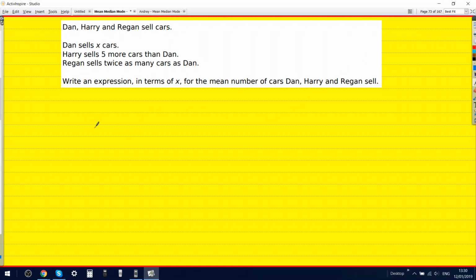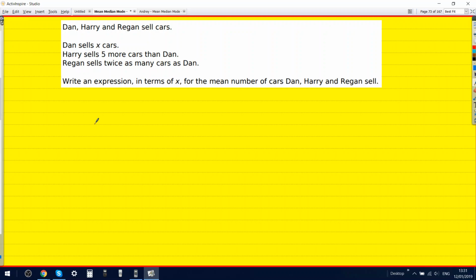All right, we'll try this one. How do we do it? Okay. Dan, Harry, and Regan sell cars. Dan sells X cars. Harry sells 5 more cars than Dan. Regan sells twice as many cars as Dan. Write an expression in terms of X for the mean number of cars Dan, Harry, and Regan sell.